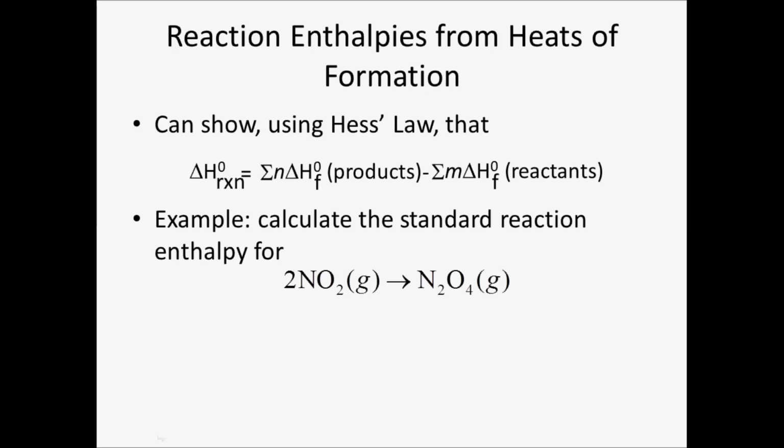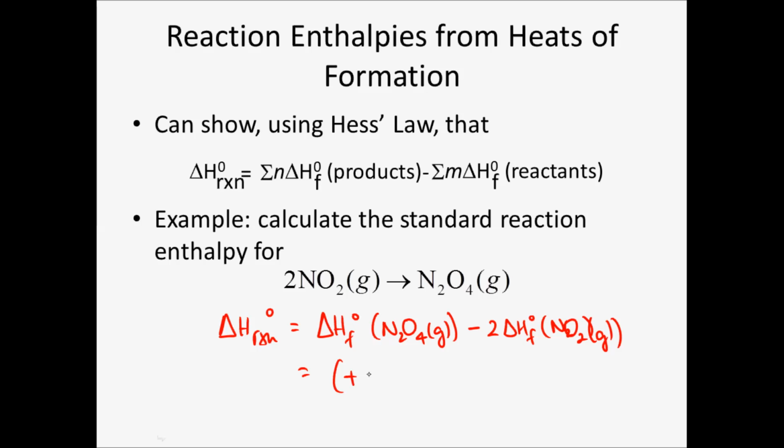For example, let's consider the reaction of nitrogen dioxide reacting to form dinitrogen tetroxide. The heat of reaction is given by the heat of formation of dinitrogen tetroxide gas minus 2 times the heat of formation of nitrogen dioxide gas. And I can look these numbers up in a reference work or in the back of your textbook, and I find that it is minus 57.2 kilojoules.